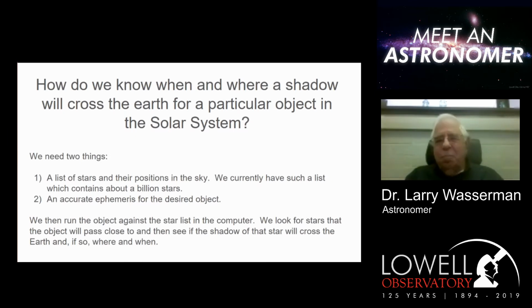Currently, I have in my computer a list which contains about 1 billion stars. That's the stars that might occult something or be occulted. And you need an accurate ephemeris for the desired object. Then we have a computer program that runs the object against the star list. We look for stars that the object will pass close to and see if the shadow of that star will cross the Earth, and if so, where and when.